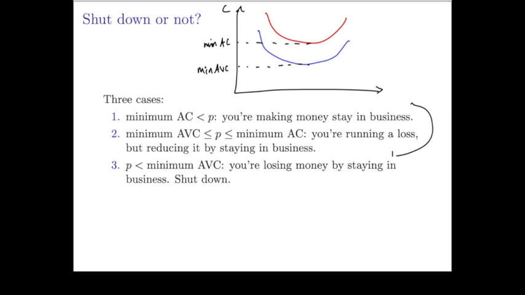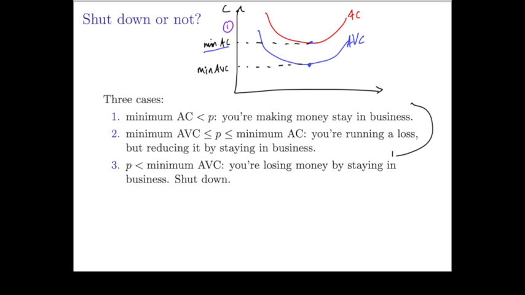If this were your average cost curve, and this were your average variable cost curve, then you've got your minimum average cost, so the point where it's at its lowest, your minimum average variable cost, the point at which your average variable cost is at its lowest. So the first case is where the price is above the lowest average cost.